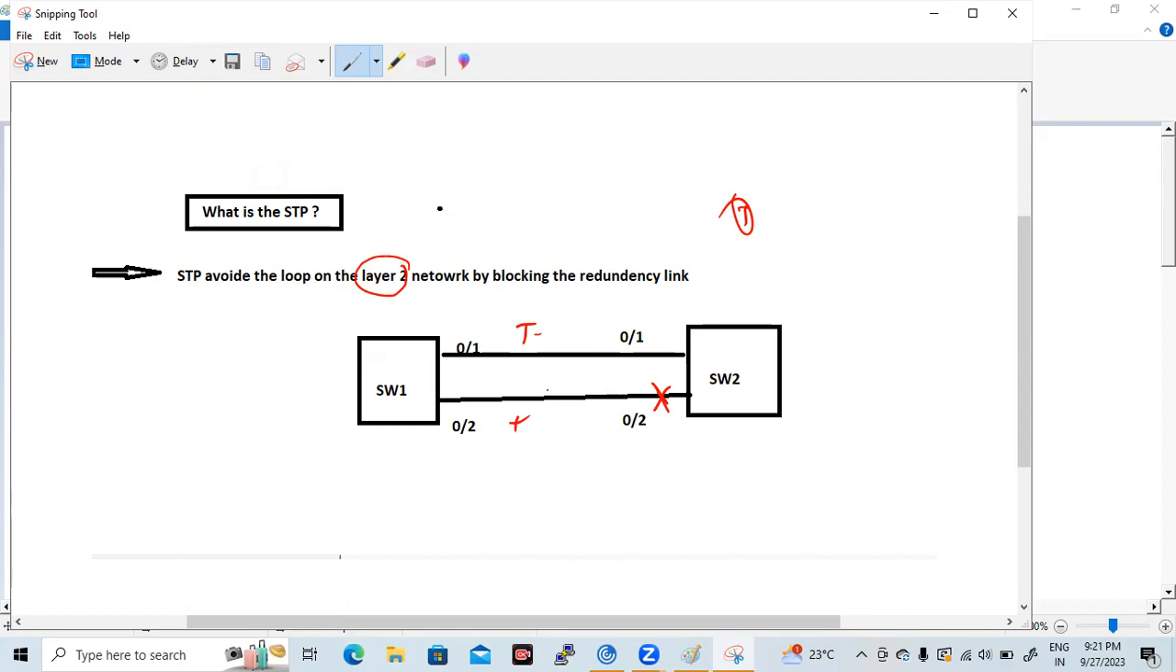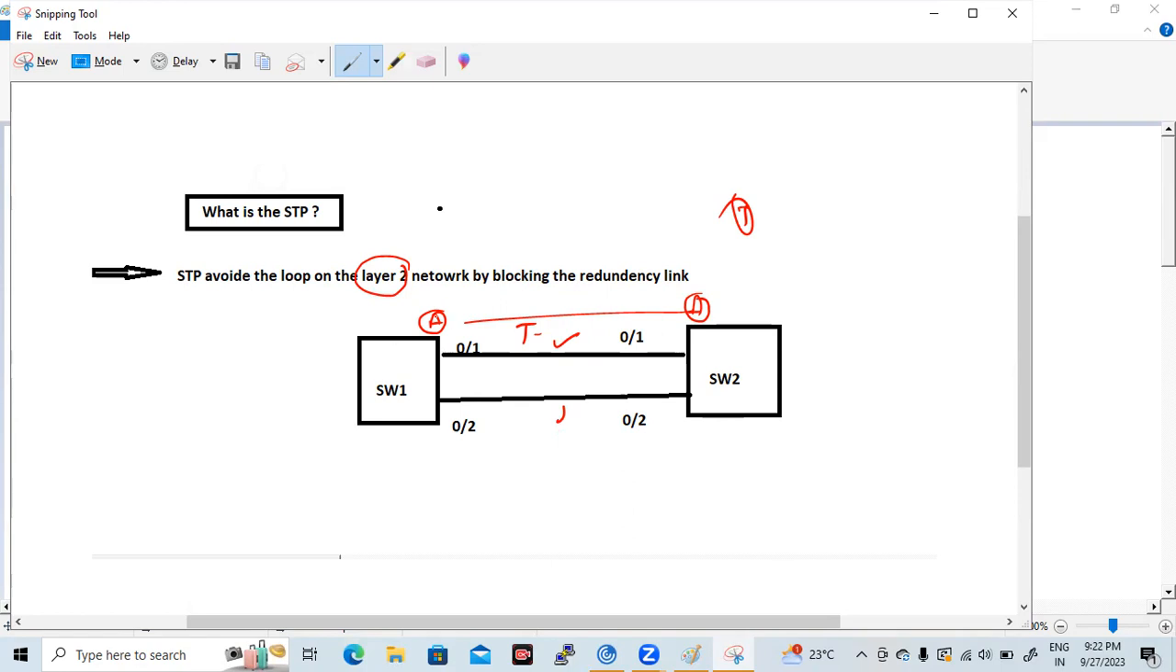So if you connect two links between the two switches, what will happen? Suppose you send one data type A, it will come here. Type A is received by switch 2. If you have two links and spanning tree is not running, this is link 1, this is link 2, and spanning tree is not running. Just assume we don't have spanning tree.